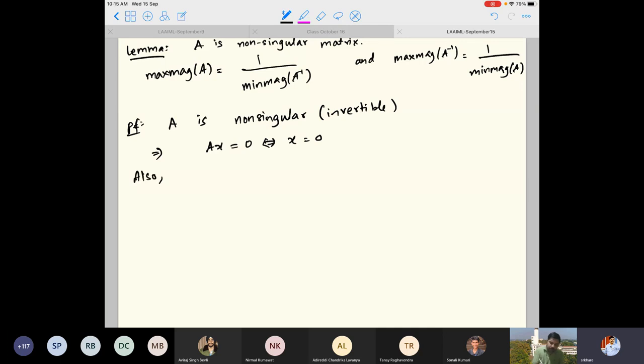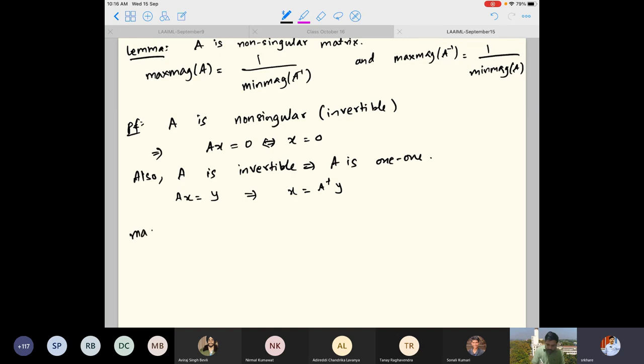Also, A is invertible implies A is 1 to 1 also, right? And you can actually talk of the inverse map. That means that if you have Ax equal to y, then you can write x equal to A inverse y, right? So you can do that. That is allowed because A is 1 to 1. So these are the two things that are important. We'll use these things, and using these things we'll write them.